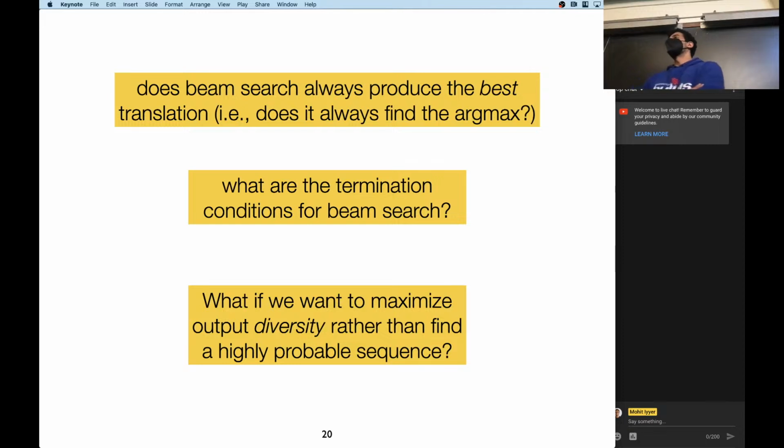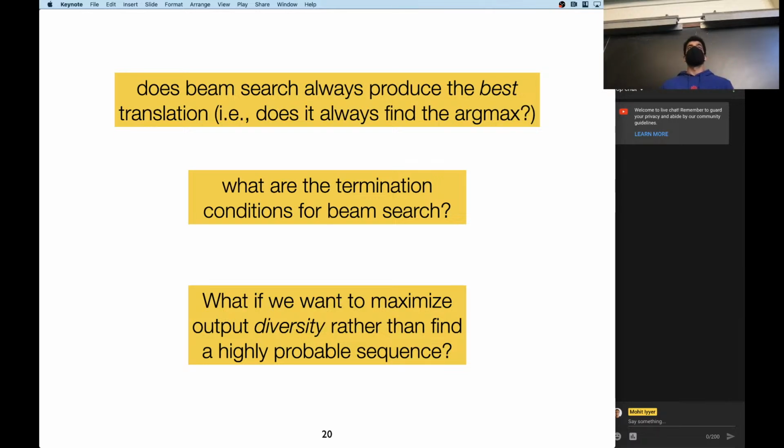Okay, say by n you mean the beam size? Okay, say our beam size is set to 10. Then no, right? So this is still a search algorithm, right? We are not enumerating all possible outputs. We decided that was infeasible. So no, beam search is not guaranteed to find the most probable output sequence.